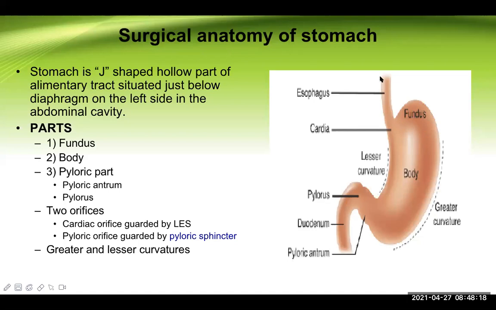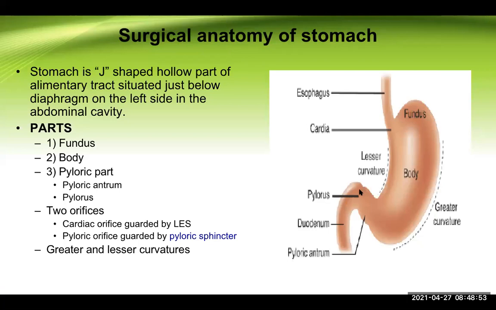So here is the esophagus, which is continuous with the stomach. The stomach is present in the epigastric region mainly. This is the lower end of the esophagus, which is connected to the cardiac end of the stomach. This is called the fundic part of the stomach, or fundus. The main part is called the body of the stomach, and the terminal part is called the pylorus, which is connected with the first part of the duodenum through the pyloric sphincter.